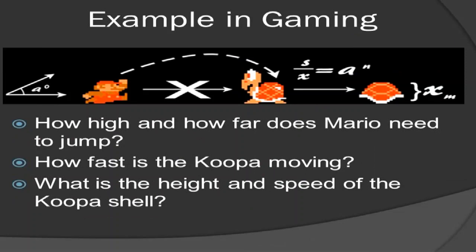Now, as we know, the famous 90s game Mario, trigonometry is even used in it. Like, as you can see, how high and how far does Mario need to jump? How fast is the Koopa moving? What is the height and the speed of the Koopa shell?